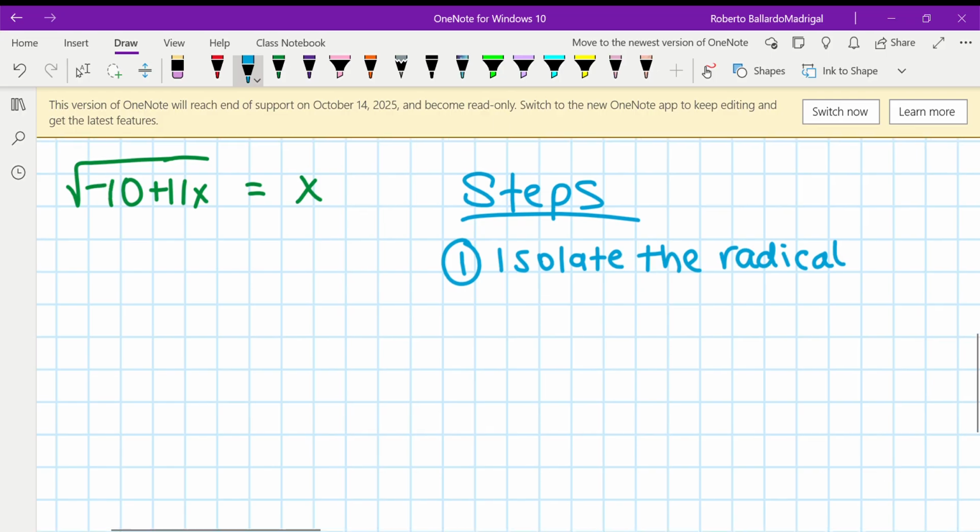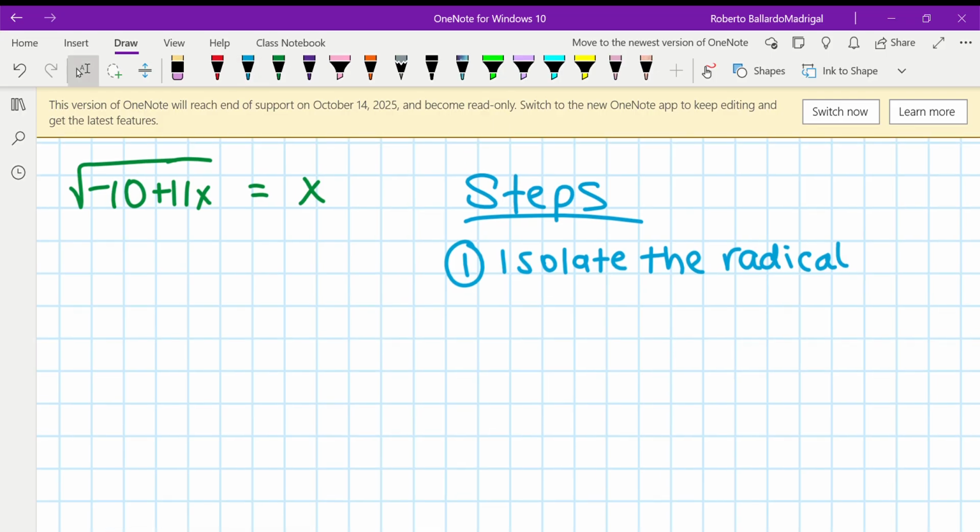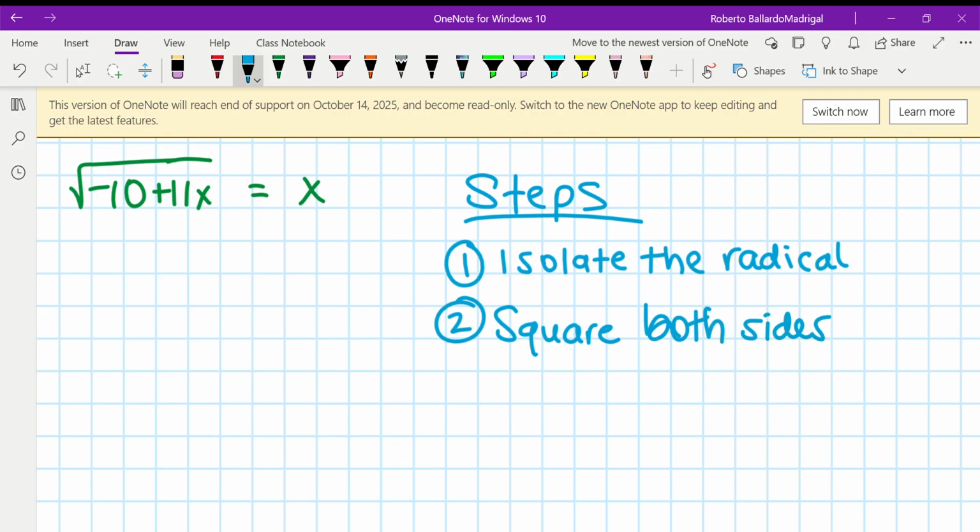The second step, how do you guys think we're going to go about this problem if we have a square root? What do you think we're going to have to do with that square root to get rid of it? We have to square. So the second step will be to square both sides. So your second step after you isolate the radical is to square both sides. All right. I'll give you the next step once we get to it. Let's stick with that second step for now.